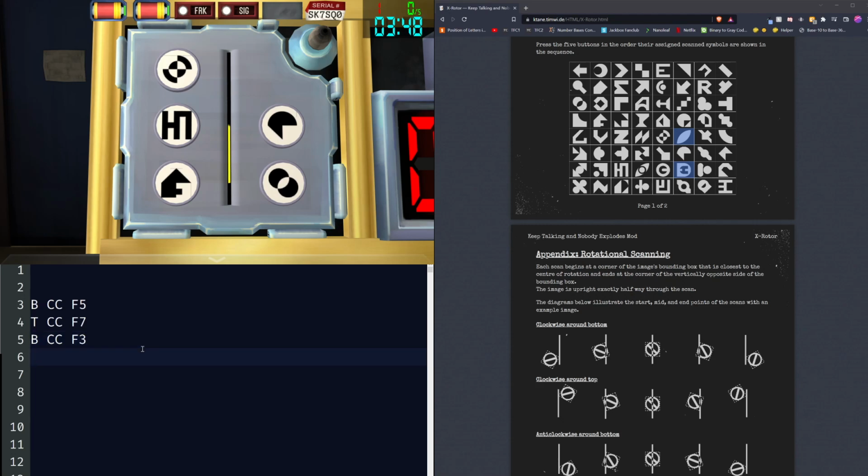I couldn't tell if that was top or bottom. That is bottom clockwise for the last one. H1, I think? Maybe. Alright, let's check here. That was top clockwise, C6. Alrighty, let me highlight that. Yep.